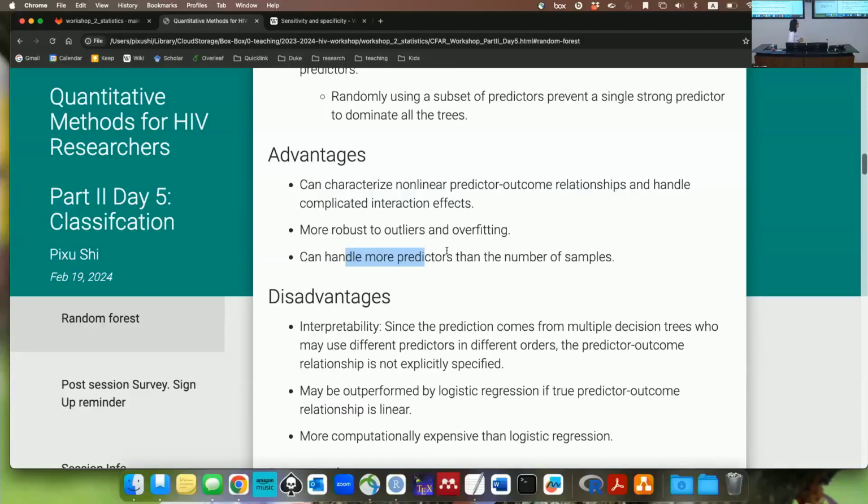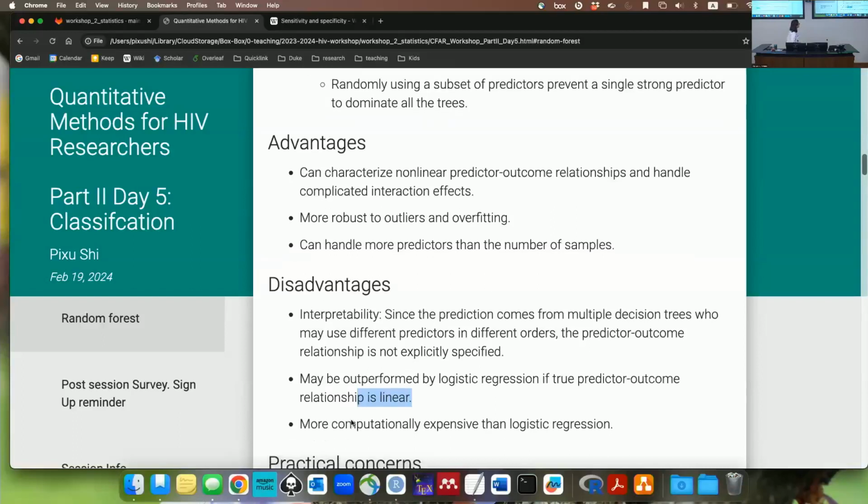you will be able to fit it. And the downside is that if you do have a linear relationship between the predictor and outcome, you may actually find a better performance in logistic regression. I've had that situation in some of the case studies I've done. So sometimes you just have a very simple relationship, and running random forest is overkill. It's actually going to give you a lower prediction accuracy. And also random forest can be more computationally expensive if you have a large data set.